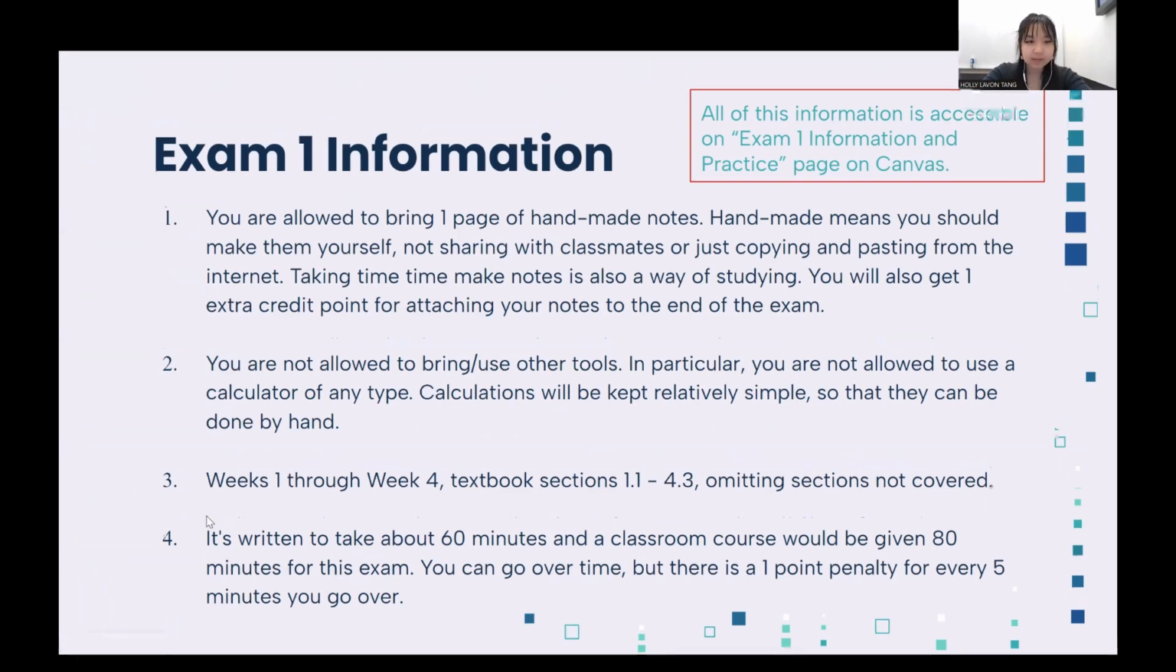Just keep in mind that you have 80 minutes to take the exam, and if you go over, you will be penalized 1 point every 5 minutes you go over. It should take you about 60 minutes to do, but you are given 80.